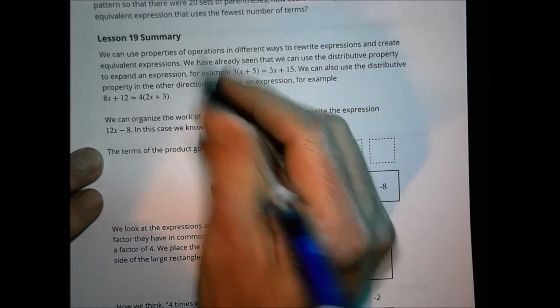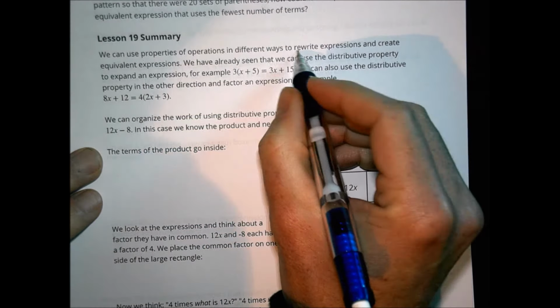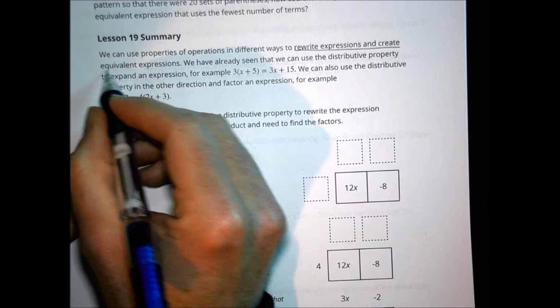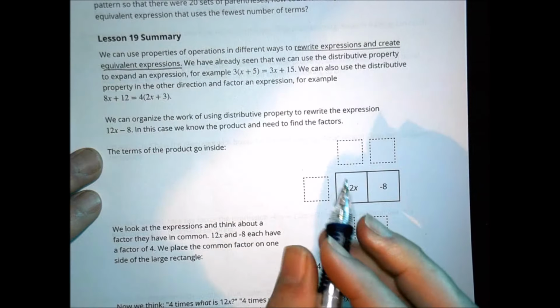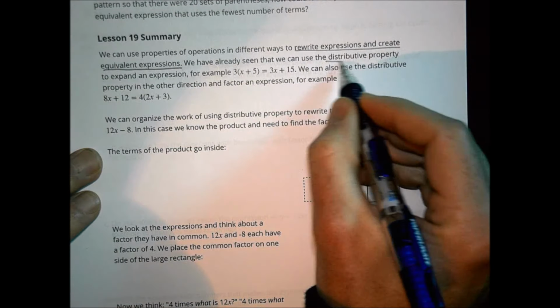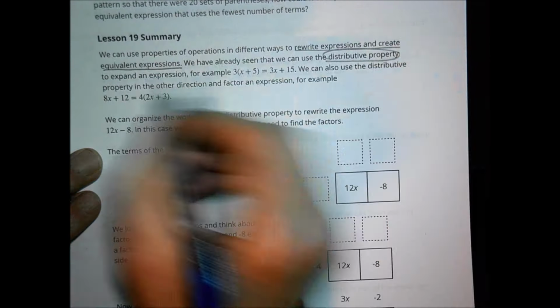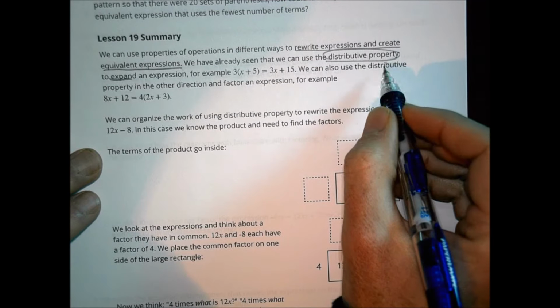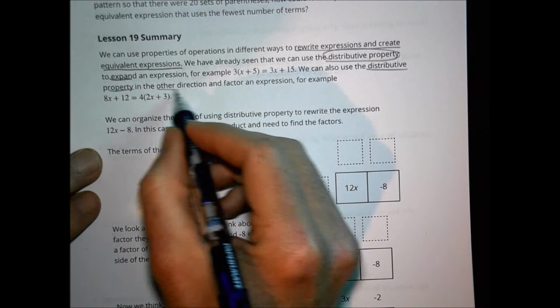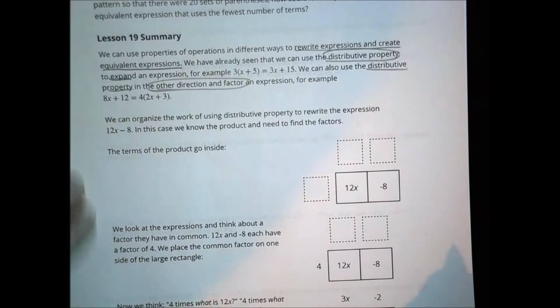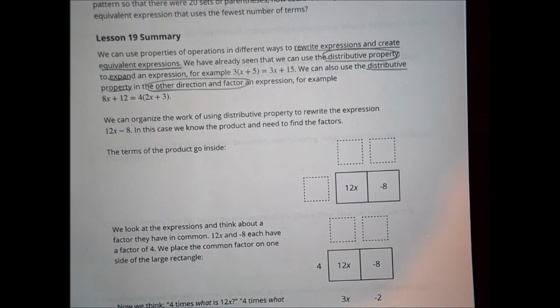So, in summary, here's our point today. You can use properties of operations in different ways to rewrite expressions and create equivalent expressions. We can use the distributive property we've already seen to expand an expression, and we can also use distributive property in the other direction to factor an expression out. So it works both ways, right?